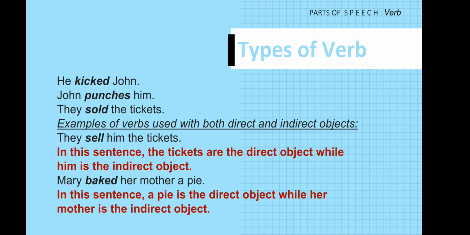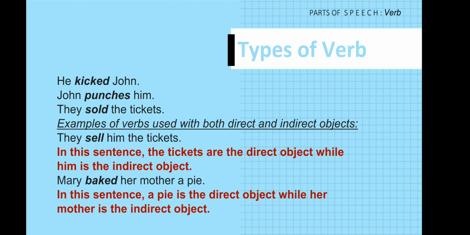So these are the examples of verbs used with both direct and indirect objects. Okay? Next, this one. They sell him the tickets. In this sentence, the tickets are the direct object while him is our indirect object. Okay? What is him? The one to whom the action is intended. The direct object is the one receiving the action. Okay, so we have ticket as receiving and him as the one to whom the action is intended.